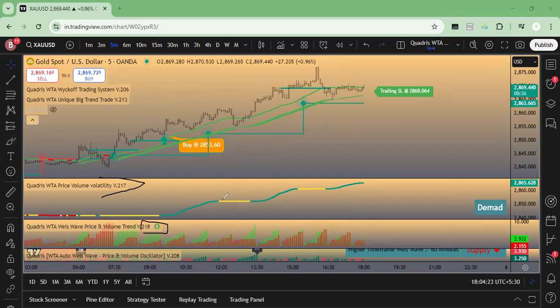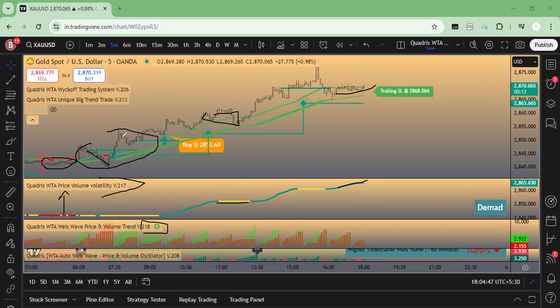So this 217 is self-explanatory. Whenever there is a pause in the market, it will give you a yellow color, that is sideways. Whenever there is green, that means there is demand in the market. And if there is red, that means there is supply in the market. So this will give you a fair idea whether we should go into a trade or not.